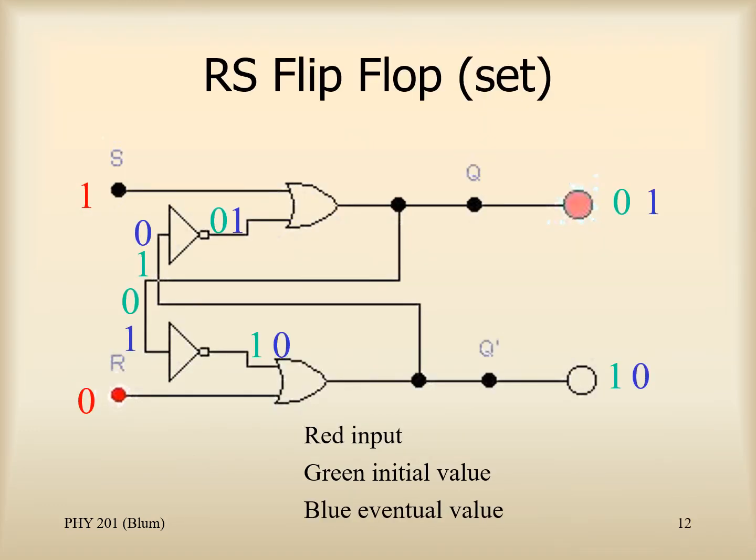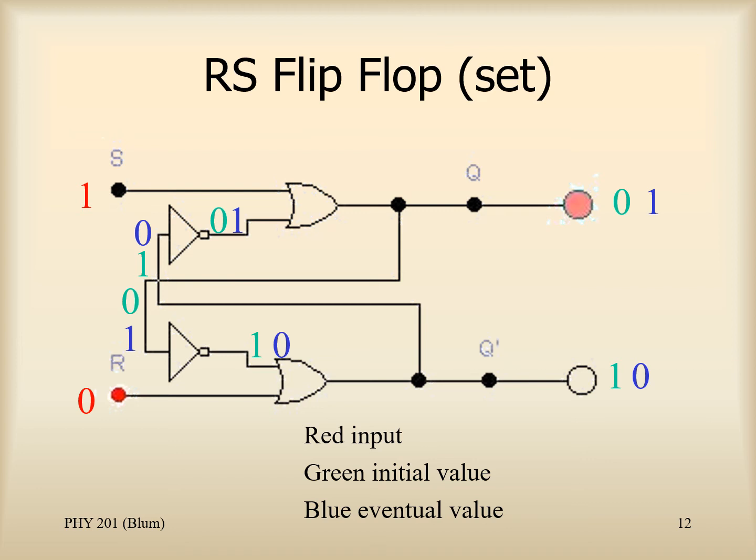So here we're just showing it again. The red 1 and 0 are the inputs. The S was 1, the R was 0, so we are setting. This is the input for a set. The green is where we started, the state at which we started with Q of 0 and Q prime of 1. But the blue is where we end up.